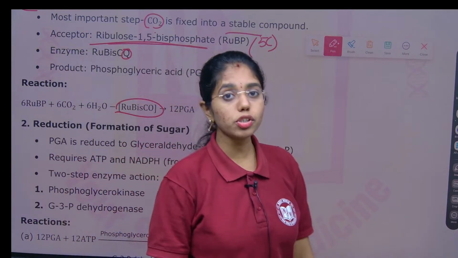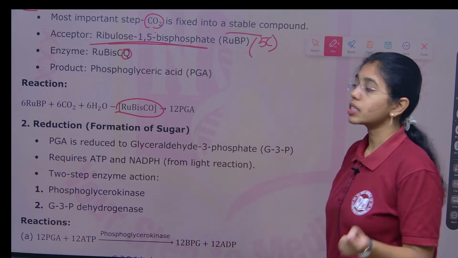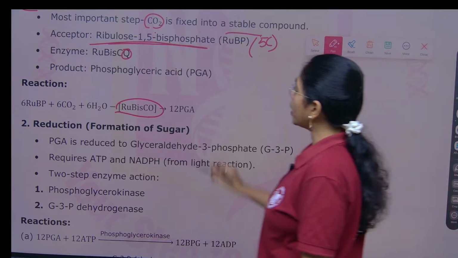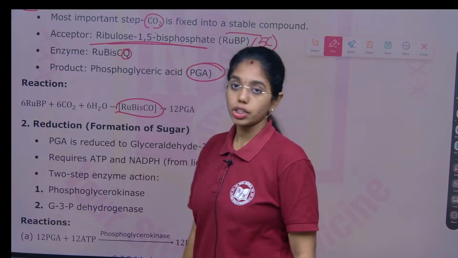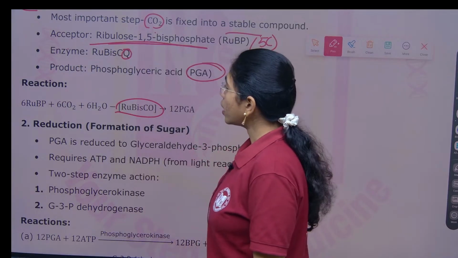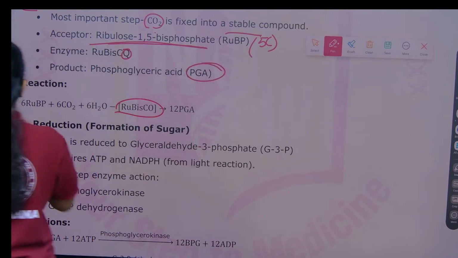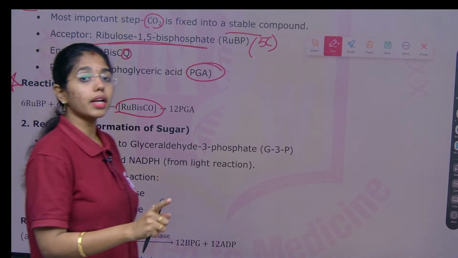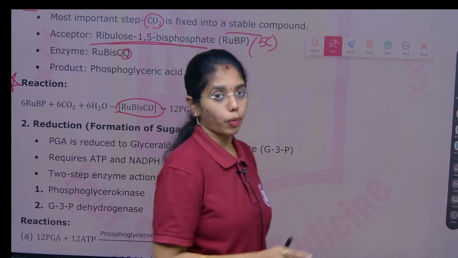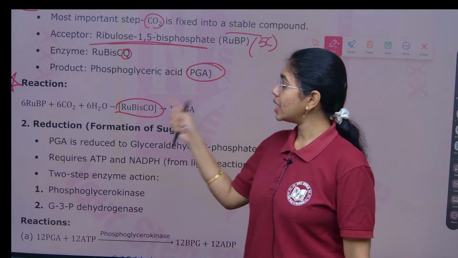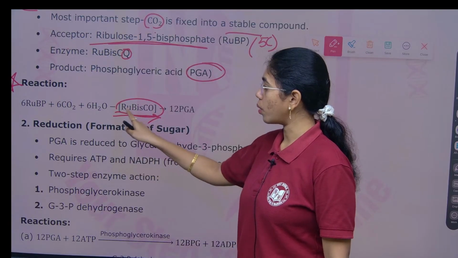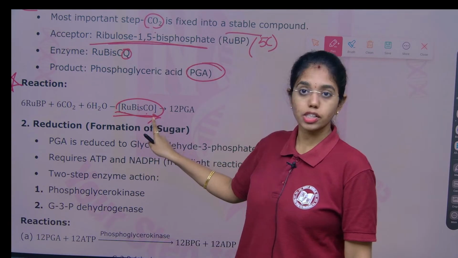That is, the Rubisco enzyme is the enzyme catalyzing the carboxylation in C3 plants, and the product formed is phosphoglyceric acid. Remember this keenly: reactions should be written with the enzymes mentioned properly. So in the C3 cycle, the enzyme mediating this reaction is Rubisco, ribulose bisphosphate carboxylase oxygenase.